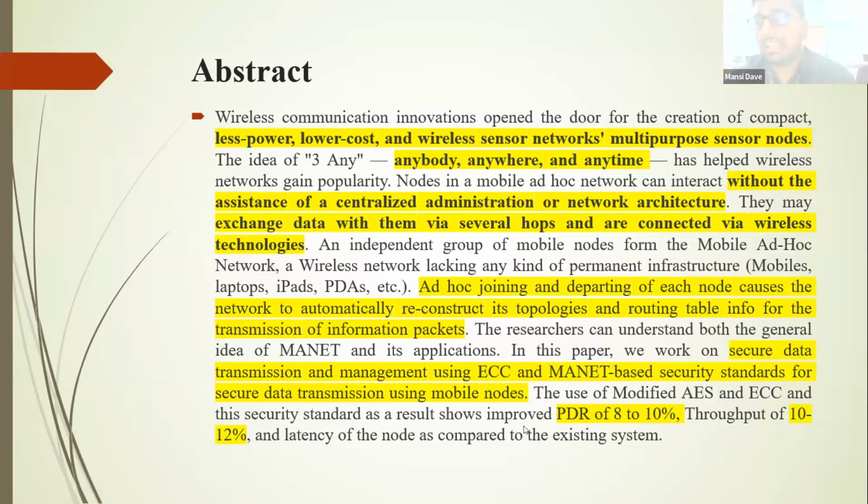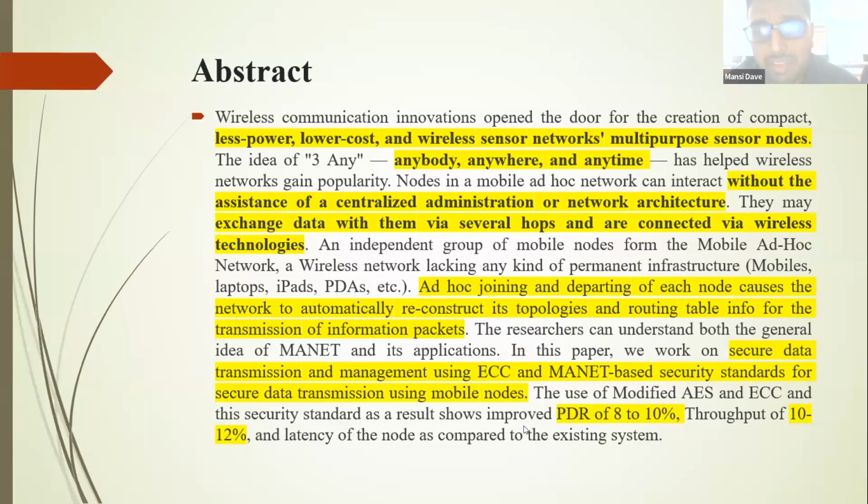It's the electricity or less device, less hardware, so less power, lower cost. Of course, you are using less material or fewer people, so lower cost will be there. And wireless sensor network, multi-purpose sensor node, that means one sensor node can work in multiple areas, right? So these three combinations make wireless communication more popular day to day. And that's why we can say that wireless communication means anybody can access anywhere, anytime. And that's why it has become more popular.